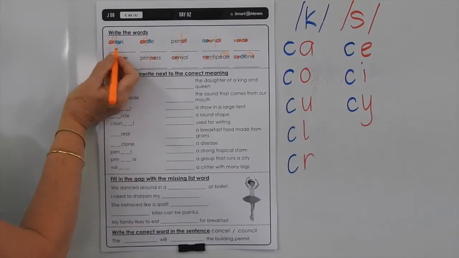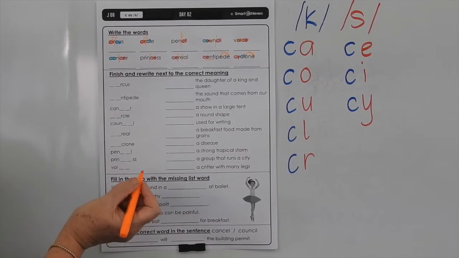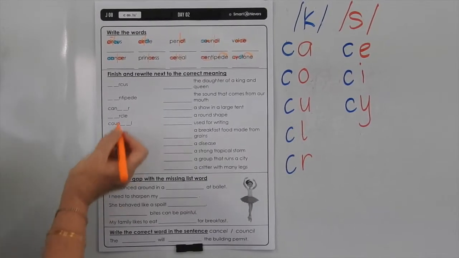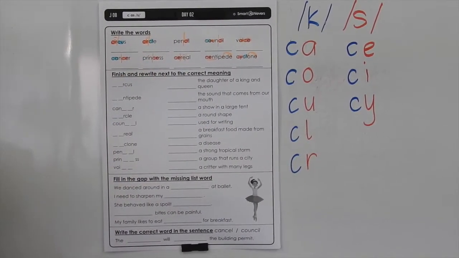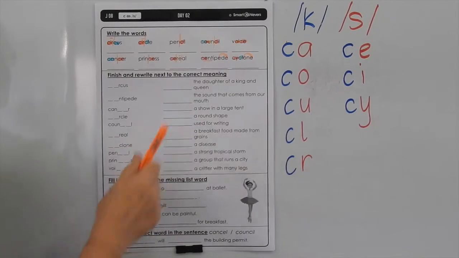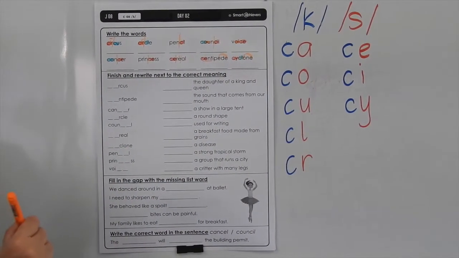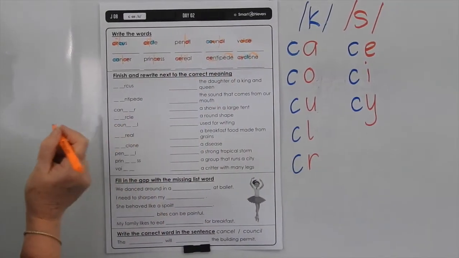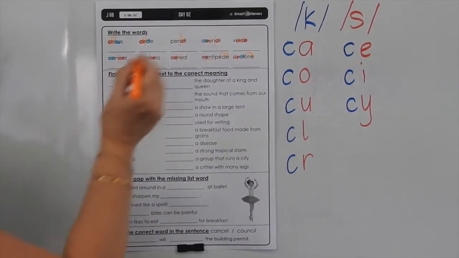So you know a circus is somewhere where we go to see a show in a large tent. A circle is a round shape. A pencil is a tool that we write with. A council is a group of people who represent a group. So you might have a school council, and those people would represent the school.